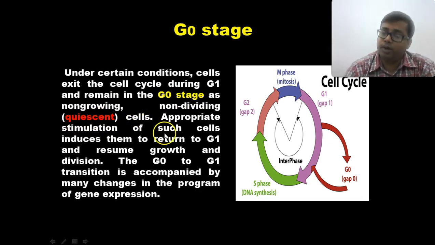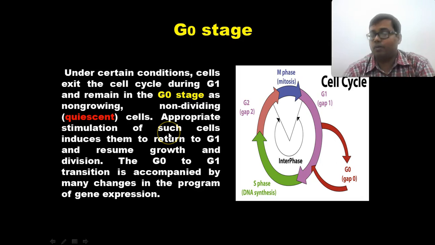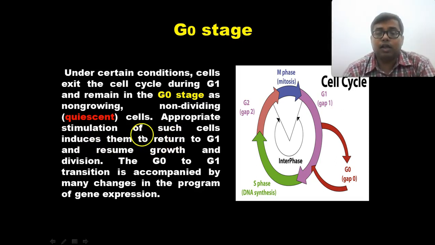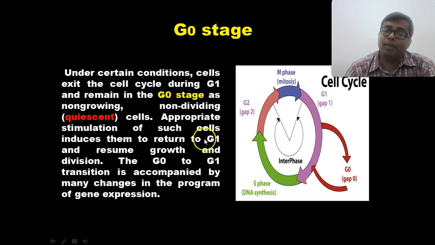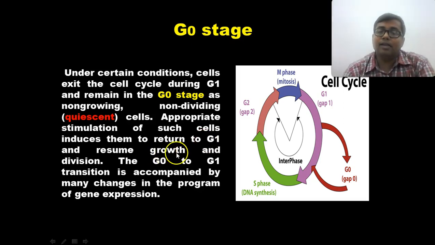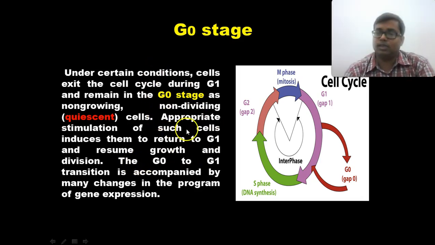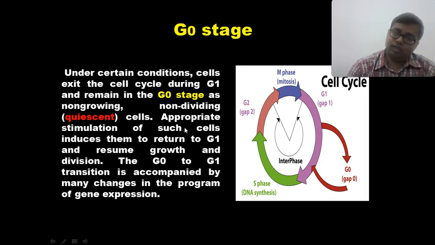Here the cell is metabolically active, but mechanical action tends to 0. But if the nutrition is again available in the medium or in the external environment, the cell cycle again enters G1 and resumes growth, and another round of the cell cycle may take place. So this is called the G0 stage or quiescent stage. So this is all about the different stages and the significance of the G0 stage.